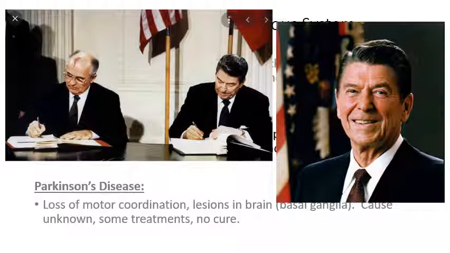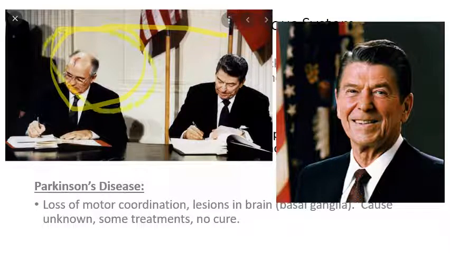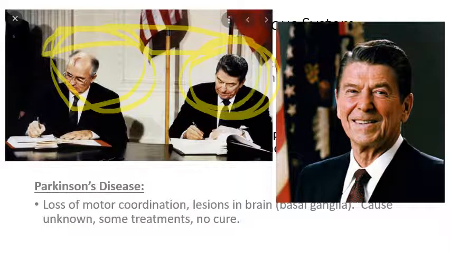Probably the most famous person who ever suffered from Alzheimer's disease was Ronald Reagan, who was president of the United States in the 1980s, from 1980 to 1988. This is him here signing a peace treaty with Russian President Mikhail Gorbachev. So there's Reagan over there. As soon as Reagan left office as president in 1989, he started to show signs of Alzheimer's disease.